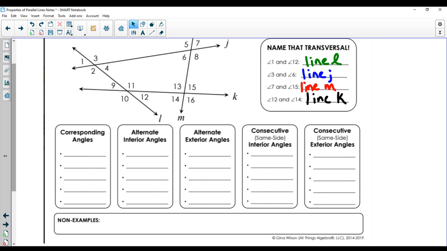So the first one we're talking about is corresponding angles. The easiest way I can describe corresponding angles is they're in the same spot, if you will, but in different locations on the transversal. Okay?